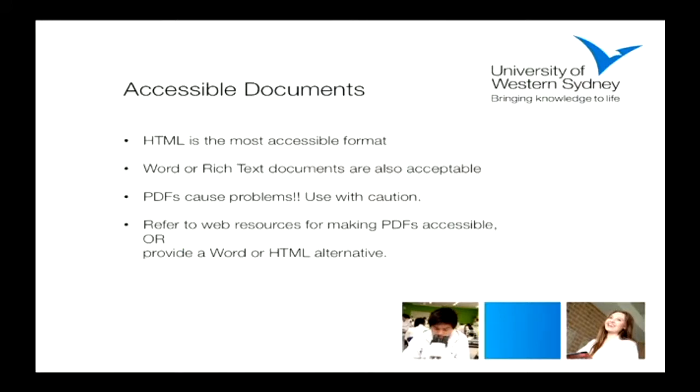Oh yes, and documents. There's like a leaderboard for the most accessible way to present information. HTML is up the top, number one. On the web, it's the most compatible with the most number of assistive devices. If for some reason you need to provide the information in a document, a Word document or rich text or simple text kind of document is also quite acceptable, especially if it's well structured with that heading structure.